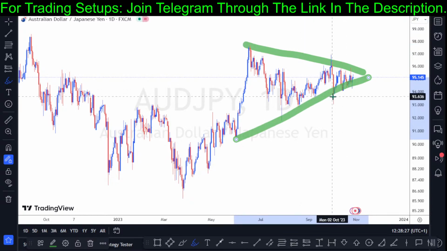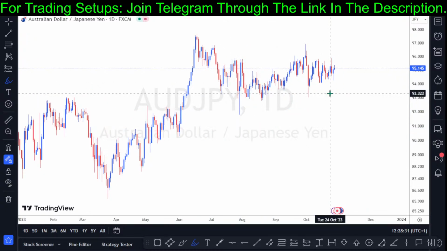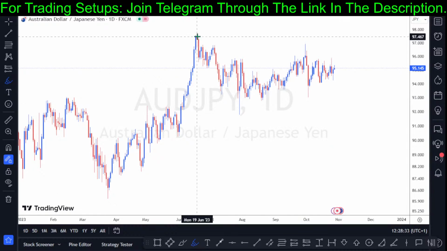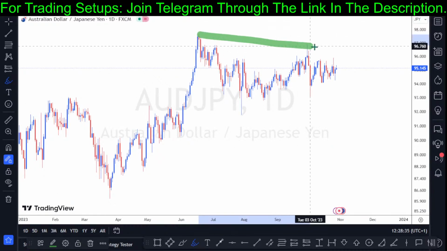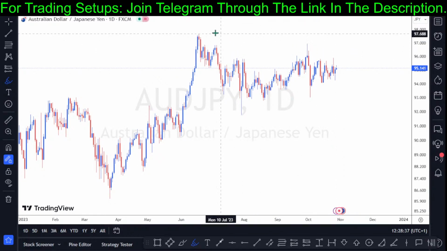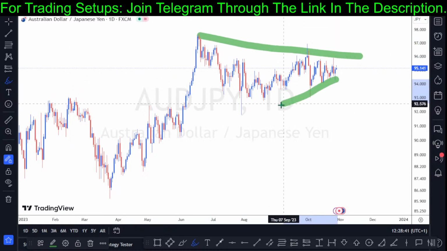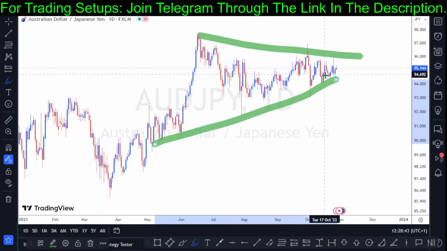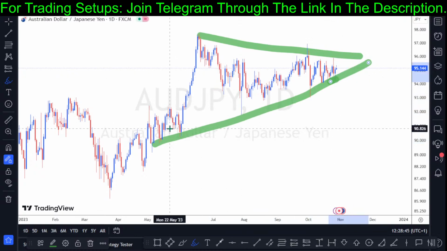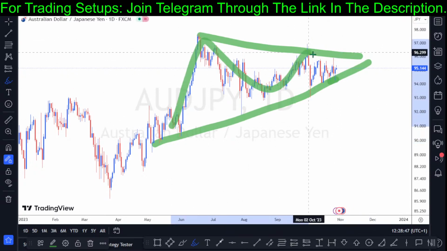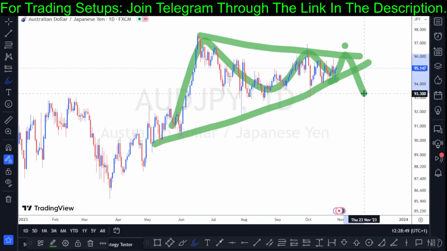You can see what we have right here. So we have a symmetrical chart pattern. So this is what we have on the Australian dollar paired against the Japanese yen. So if you want to trade this asset, you need to know there is a symmetrical chart pattern. You can see that. So right from this structure right here, we have it. So let's see how price is going to react. Maybe price is going to break to the upside or to the downside.